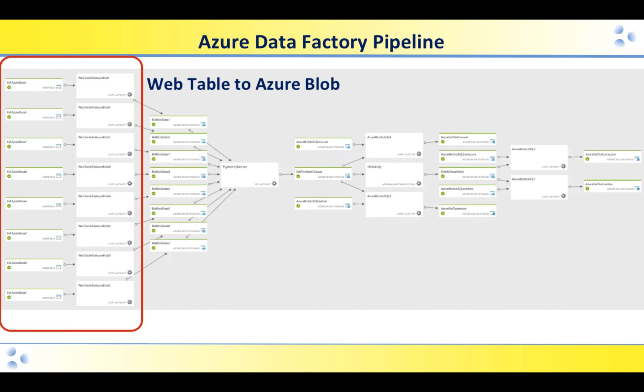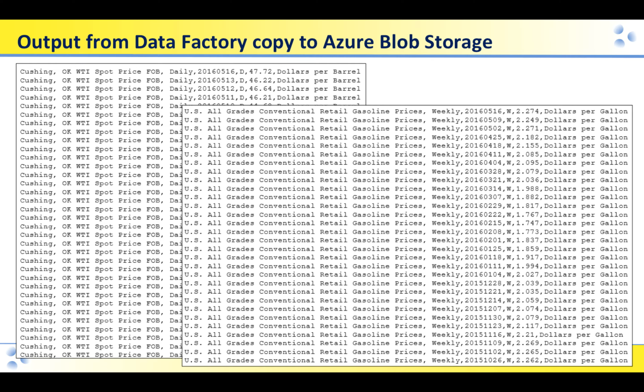This first piece is the part of the architecture, the part of the pipeline where I'm pulling in the data. There's about 8 or 9 different web tables that I'm skimming in order to pull this data together and send it to the Azure Blob. This is what the data table looks like after I've pulled the data off of the websites and put them into Azure Blob storage. And it's semi-structured data.